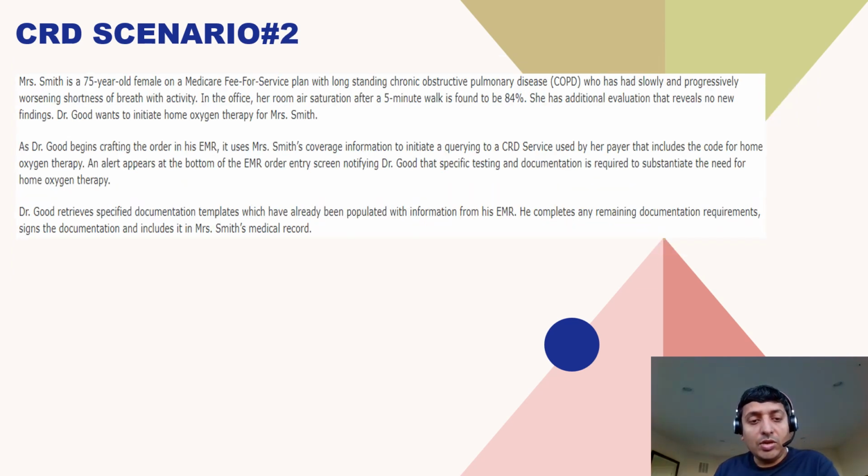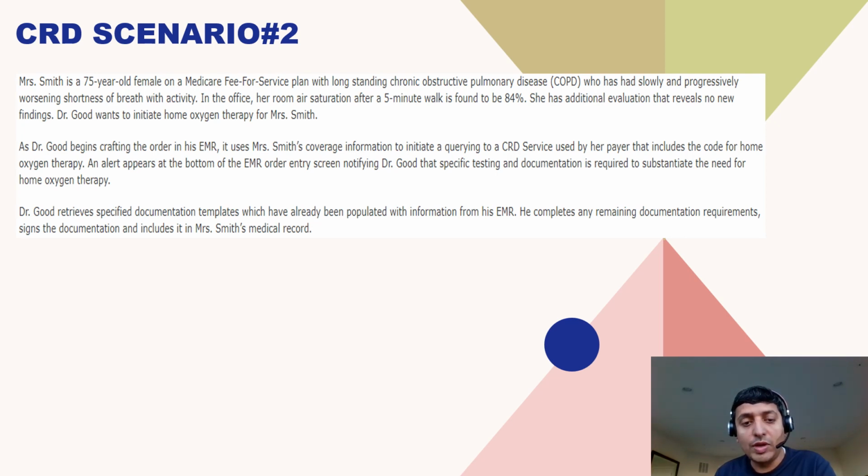Now the second scenario is Mrs. Smith, a 75-year-old female on a Medicare fee-for-service plan with long-standing chronic obstructive pulmonary disease, COPD, which has had slowly and progressively worsening shortness of breath with activity. In the office, her room air saturation after a 5-minute walk is found to be 84%. She has additional evaluation that reveals no new findings.